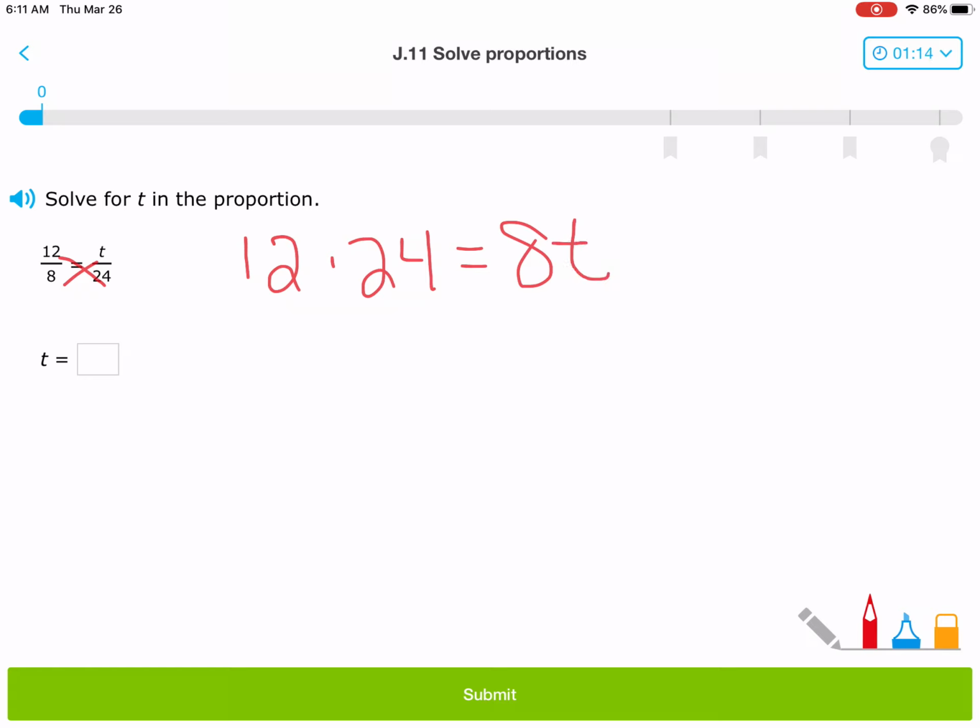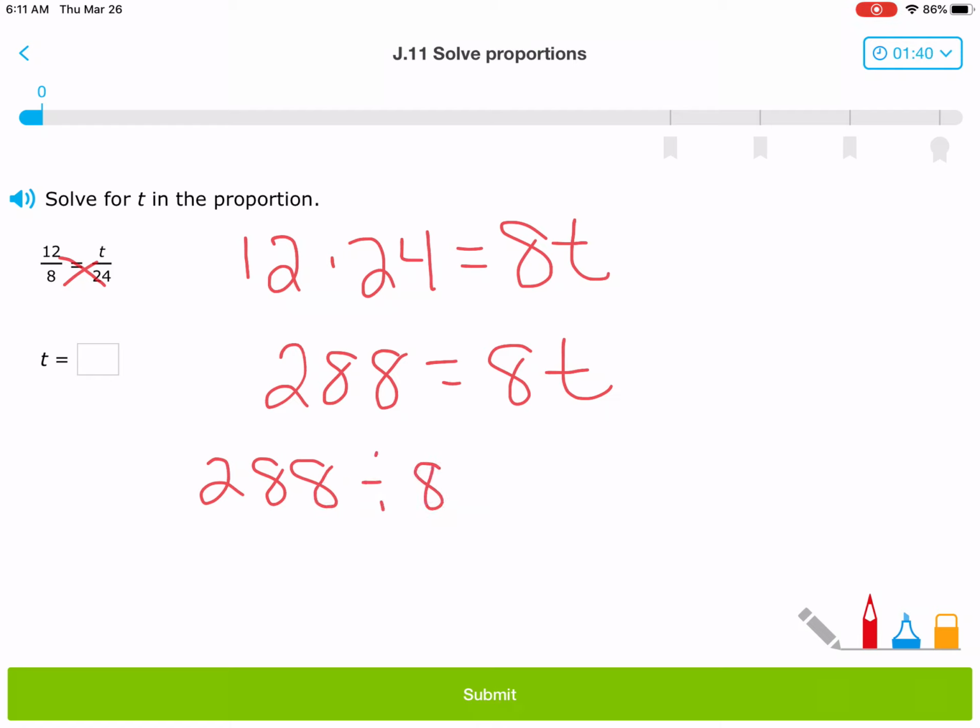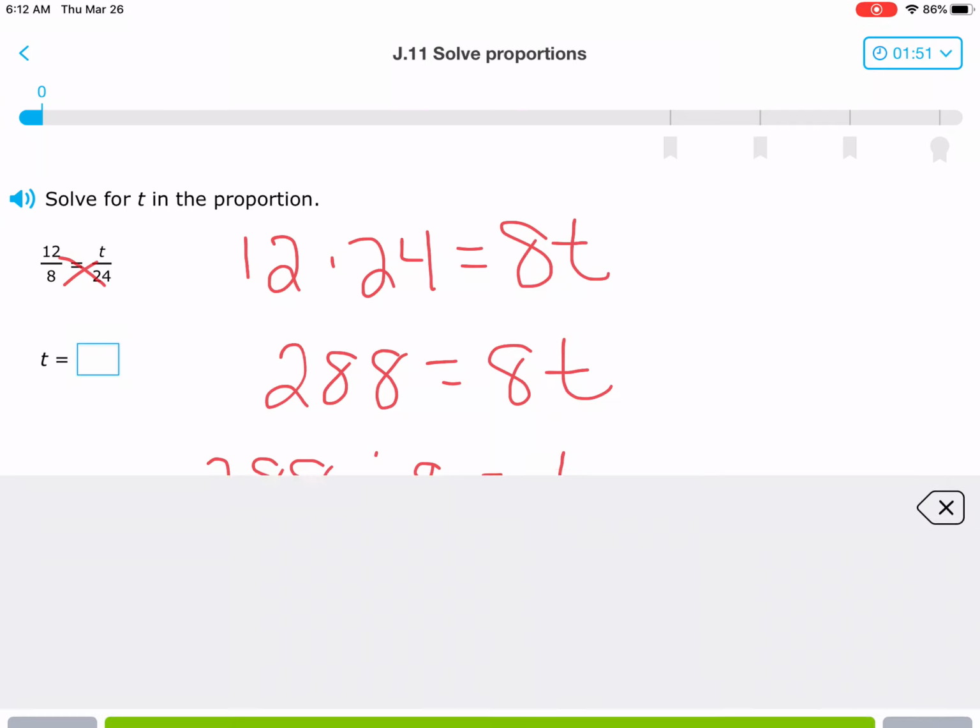We also know how to solve equations now compared to the last time we did these, so these should be much easier. 12 times 24 is 288, and that equals 8t. And 8t means 8 times t. So the opposite of multiplying by 8 would be to divide by 8. So 288 divided by 8 will give me t. And t then equals 36. So we're going to go ahead and answer this.